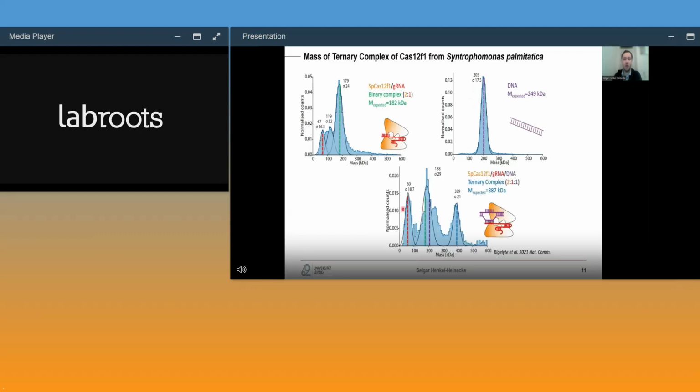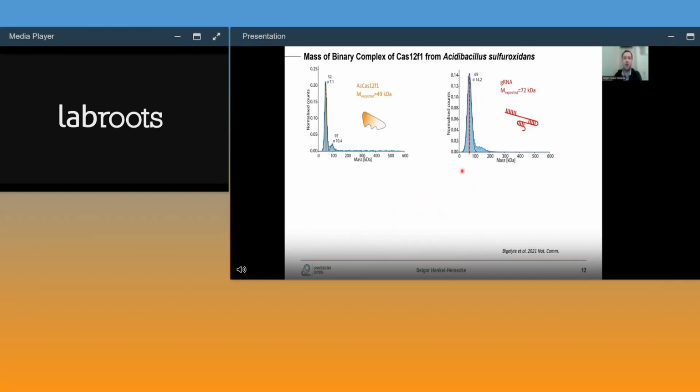And when we mixed this all together, we expected a peak around 390 kilodalton, and what we see here is a peak at 390 kilodalton for a 2-to-1 ratio for the ternary complex consisting of protein, RNA, and DNA, which was also just recently published in the same publication, where they also showed the ternary structure of the ternary complex. And this was all done for Synthroformonas palmitatica.